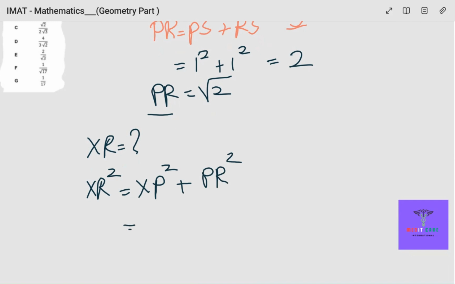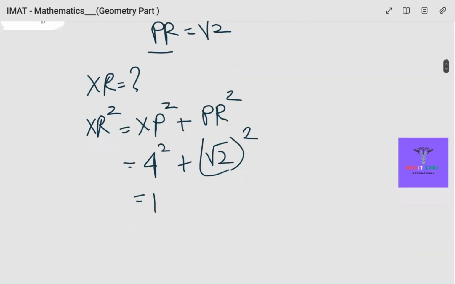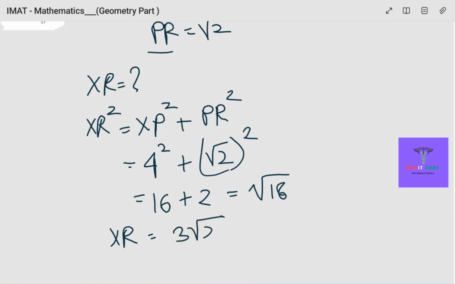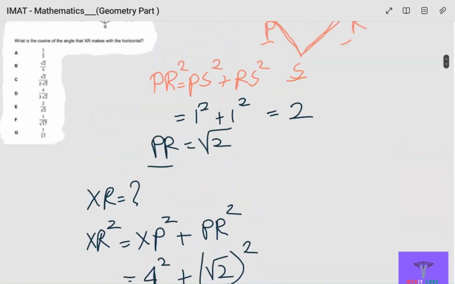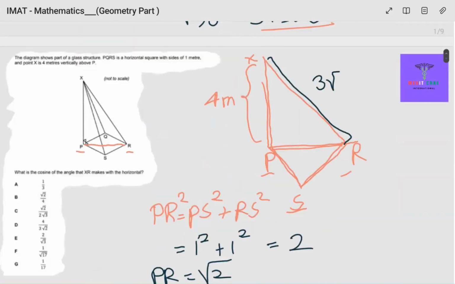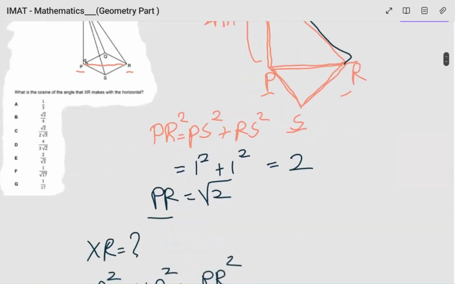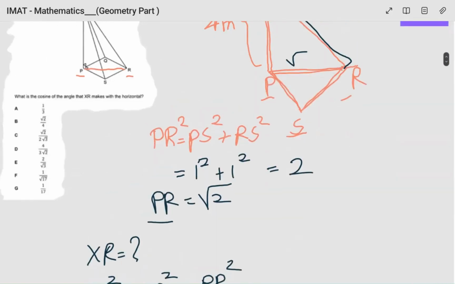Now the value for XP, we have 4 meter for square, and PR is root over 2. So we'll put here root over 2 square, and that would be 16 plus 2, which is root over 18. Now XR would be root over 18 equal to 3 root 2. Okay. Now we got the value for XR, which is 3 root over 2, and PR is root over 2.